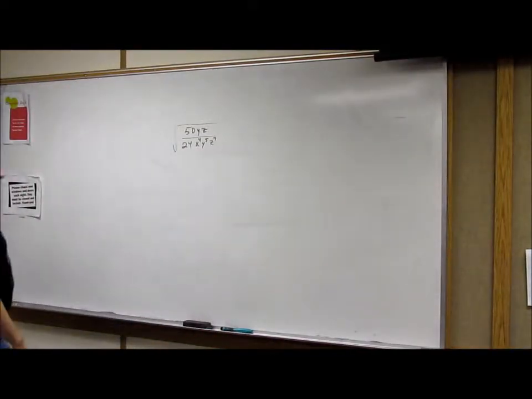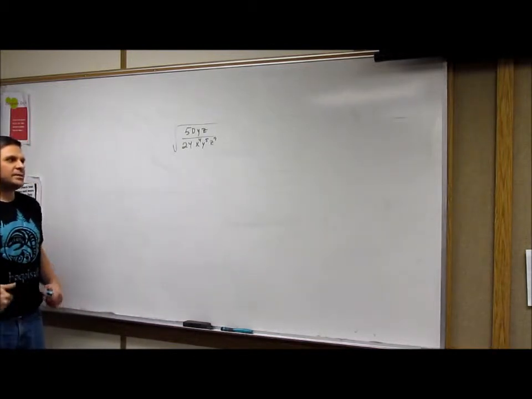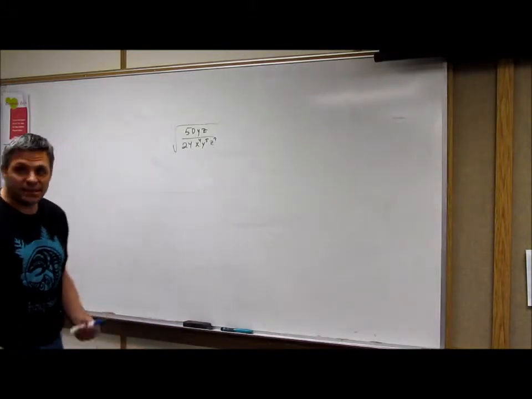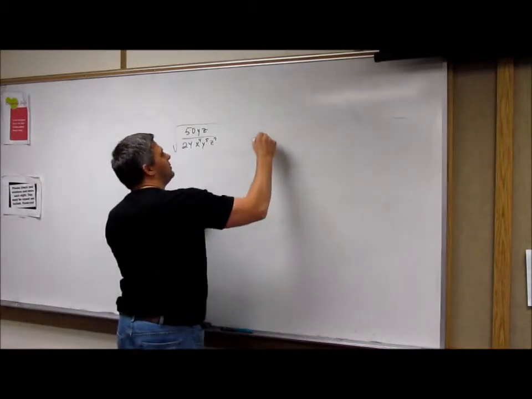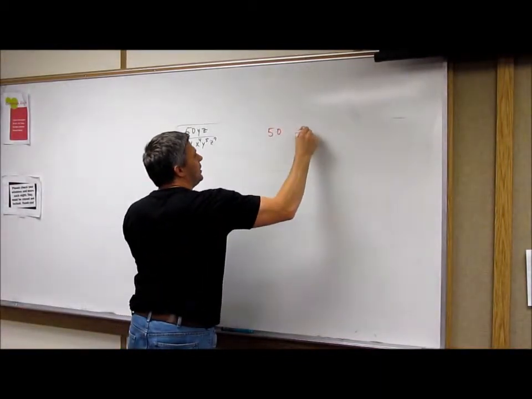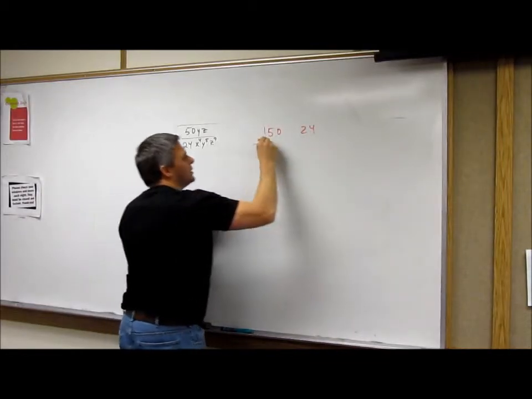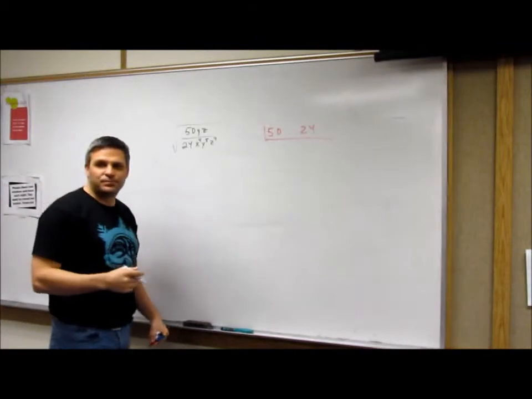This is a hard one. 50yz over 24 x to the 4th, y to the 5th, and z to the 9th. Again, we always start off with breaking down the 50 and the 24, top and bottom, because what you want to do is have it in fraction form when you're at the bottom.